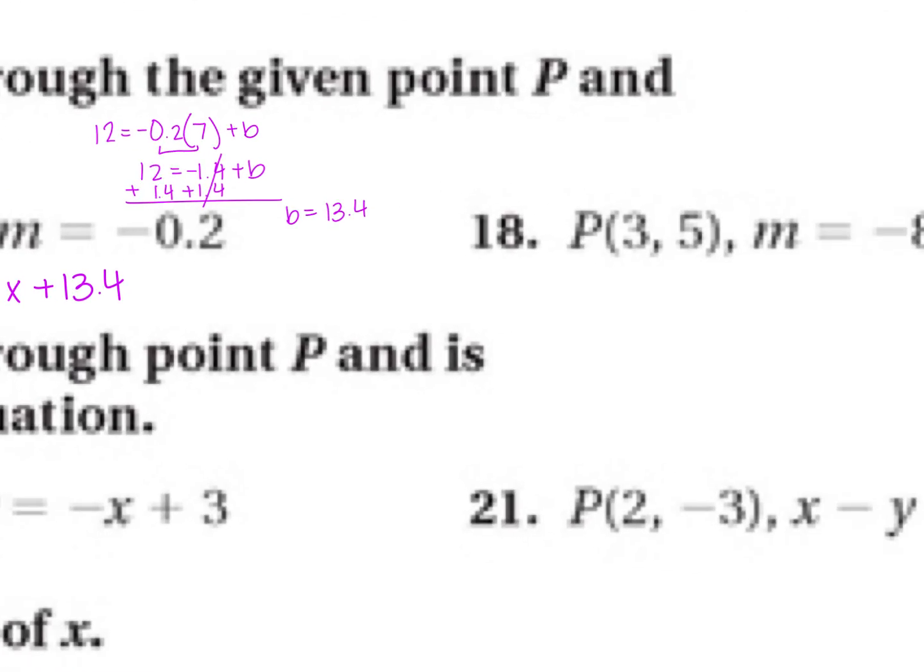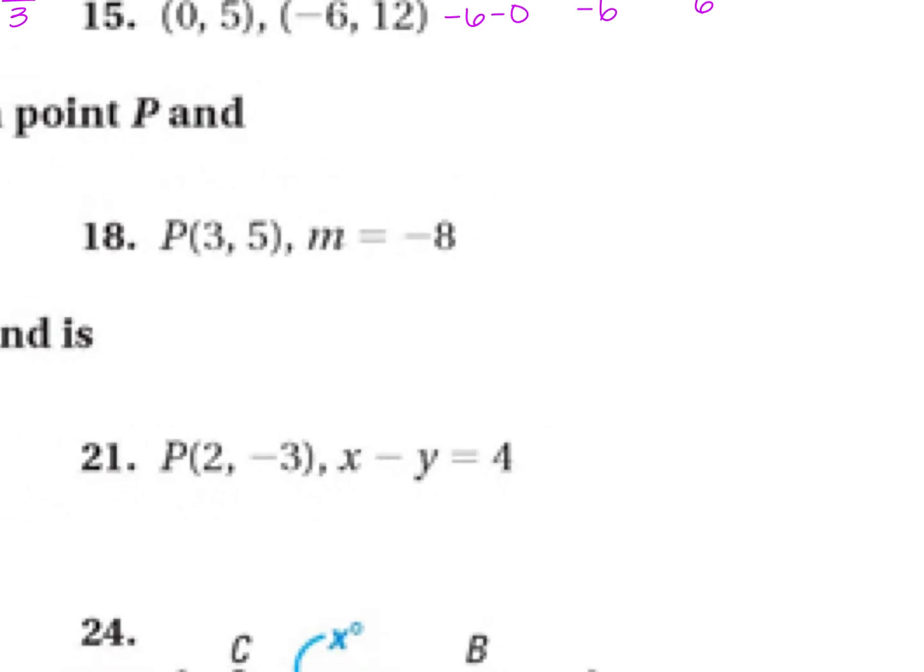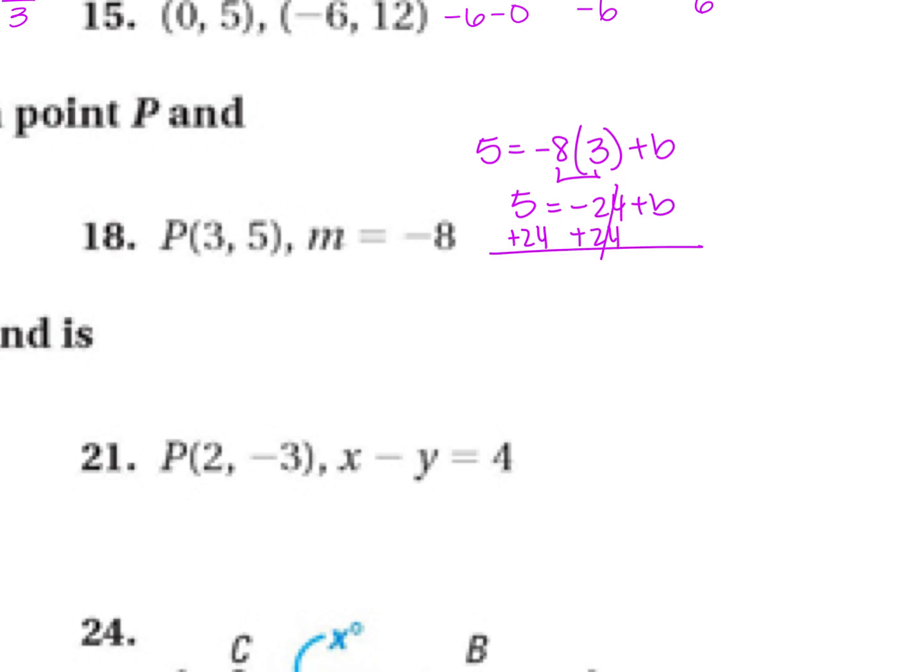All right, looking at 18, doing the same thing. So my y is 5, y equals mx plus b, with m negative 8 and x which is 3, plus b. I'm going to get 5 equals negative 24 plus b. Add 24 to both sides of my equal sign. b equals 29. So my equation is going to be y equals negative 8x plus 29 is my answer.